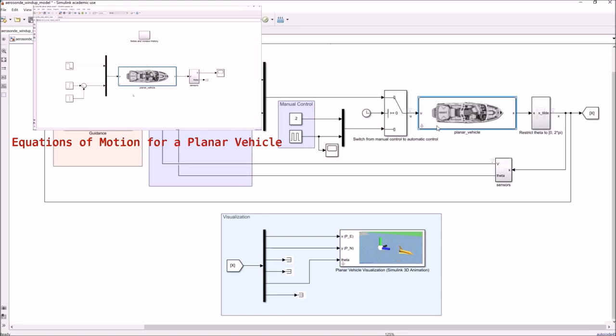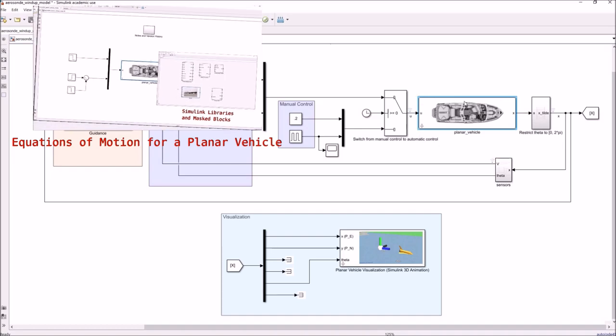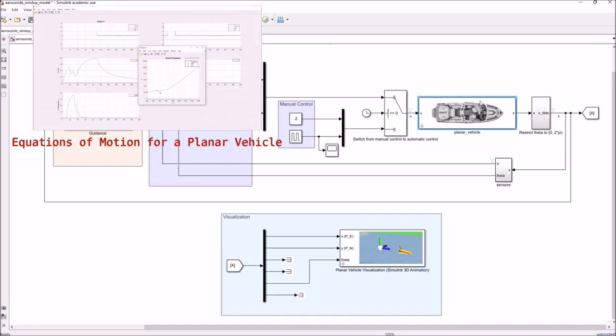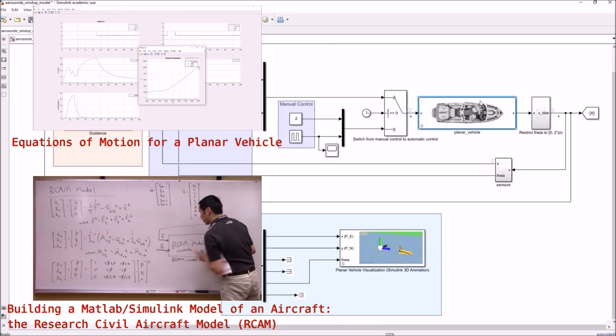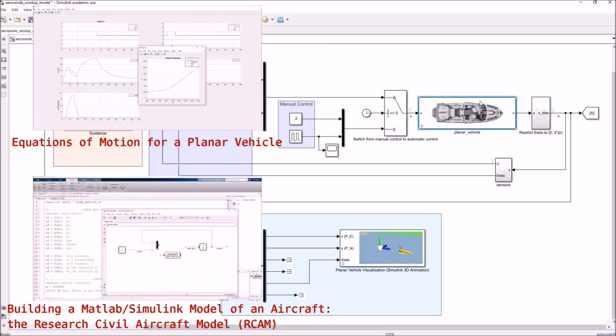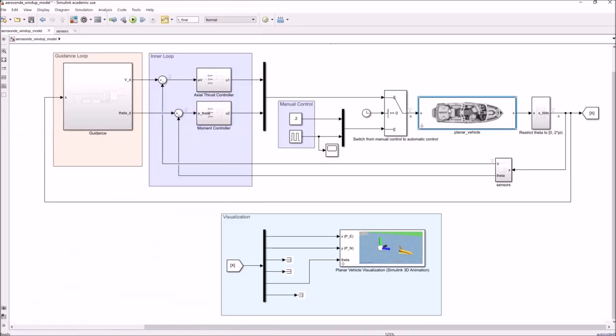And in a shameless plug for another video, if you are interested in making a model of a full 6 degree of freedom rigid body nonlinear aircraft simulation, check out this video where we discuss the research civil aircraft model, which is a much higher fidelity model. But in this case, all we need to do is look at a vehicle moving in the plane and see if this can be used to replicate that integrator windup problem that we discussed.